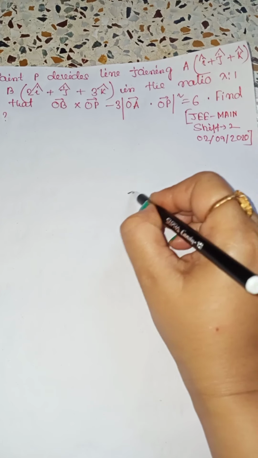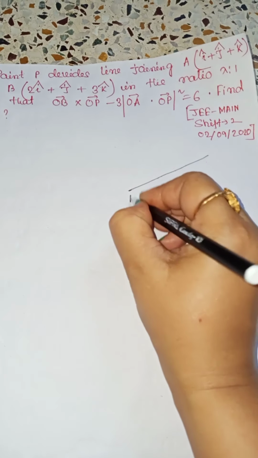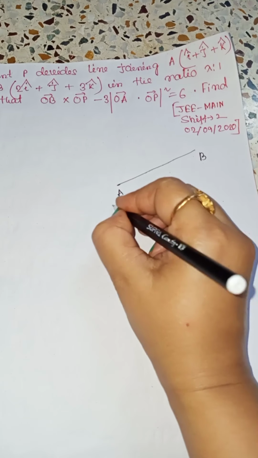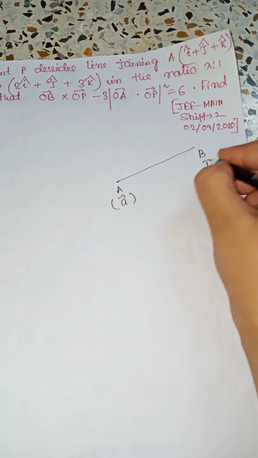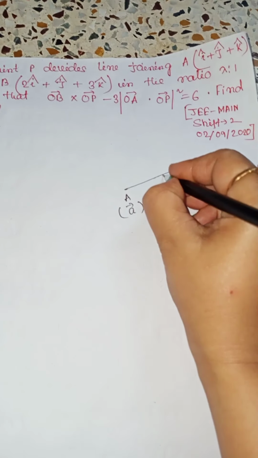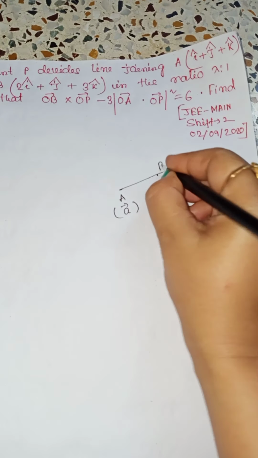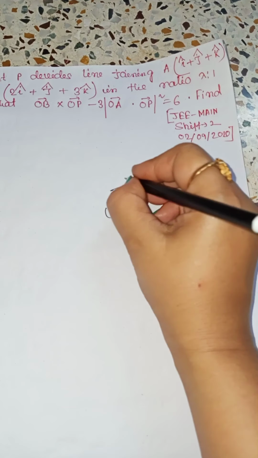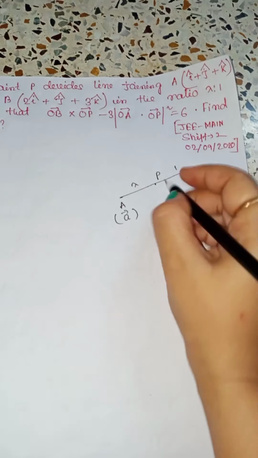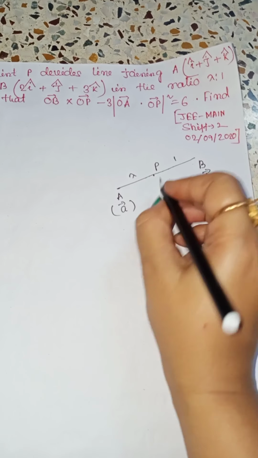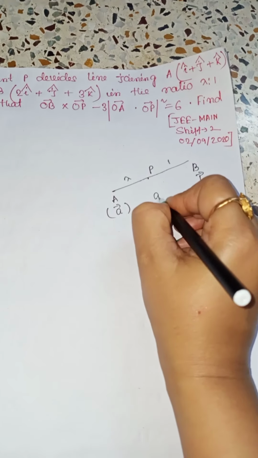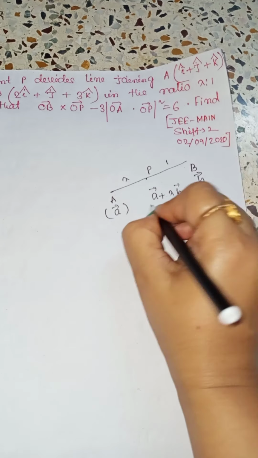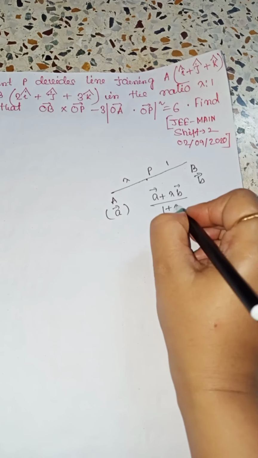So here is the vector A, B. A denotes the A vector, B denotes the B vector. And P is the point on the line joining them which divides it in the ratio lambda is to 1. So we may say OP is equal to A vector plus lambda B vector, divided by 1 plus lambda.